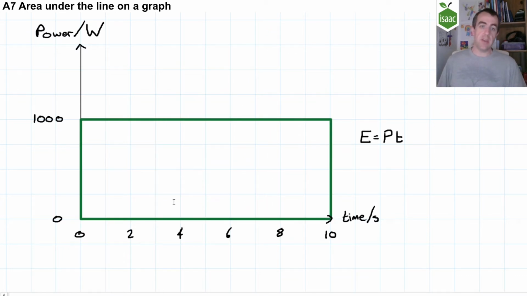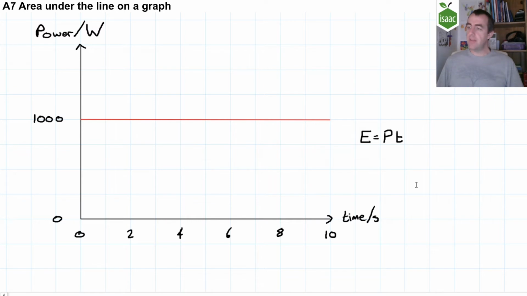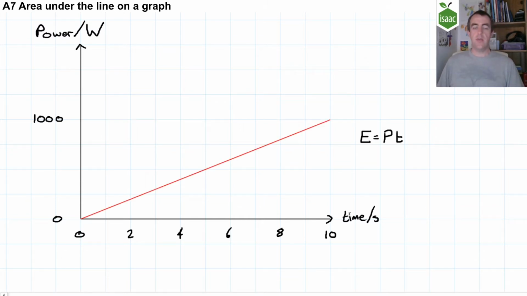And of course, by the time we get to the end of the 10 seconds, the amount of energy we've transferred is equal to 10 kilojoules. Well, that's fine if our graph shows no change in the value on the y-axis as the x-axis is changed. But what if the value on the y-axis depends on the value of the x-axis? So now you can see I've modified the graph slightly so that the longer that we have been using whatever appliance this is, the more power is transferred, and therefore the more energy is transferred.